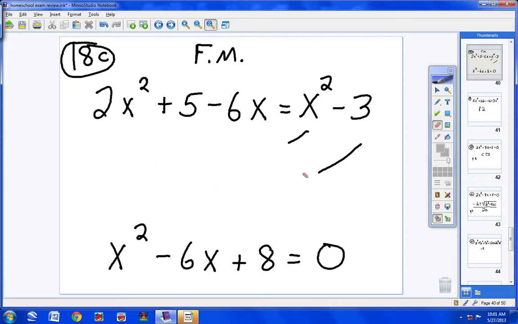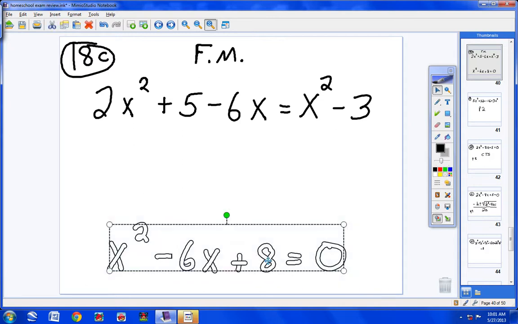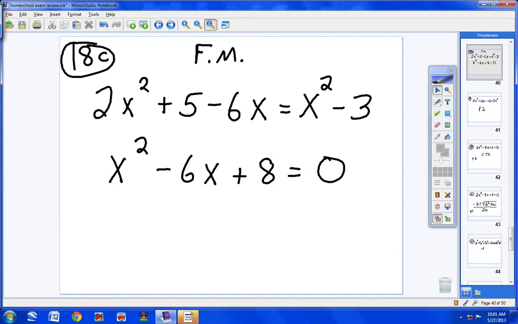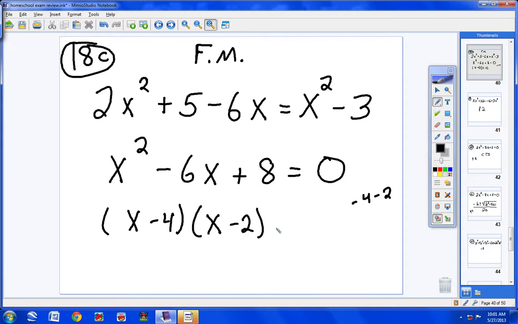So we're going to go ahead then, and now we're going to factor this equation. Now notice we already did a bunch of work on factoring earlier on the review, but we do have a lead coefficient of 1, so it's the easy kind. So you say to yourself, what two numbers when multiplied together give you 8, when added together give you negative 6? Well, if I take a negative 4 and a negative 2 and I multiply them together, I get a positive 8. And if I combine them, I get a negative 6. So the factorization would be x minus 4, x minus 2 equals 0.